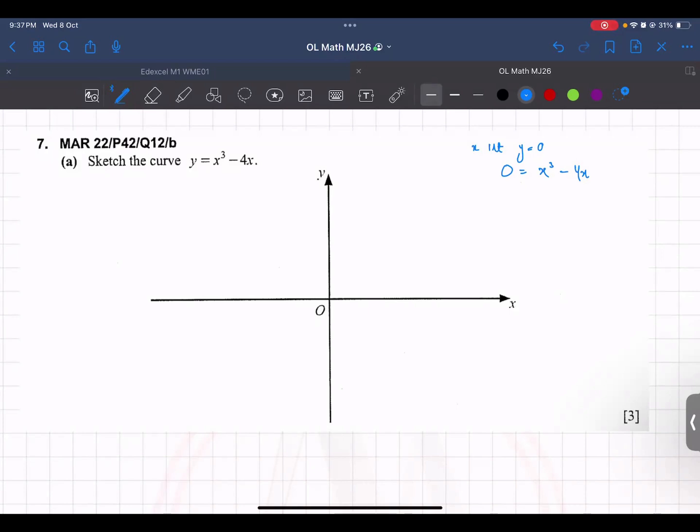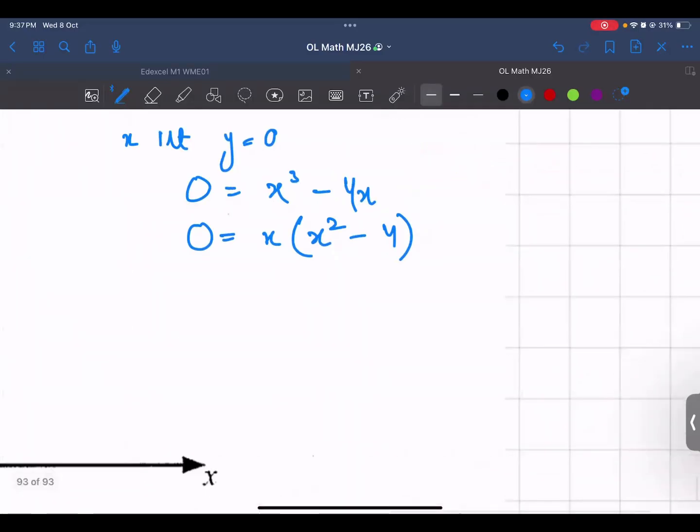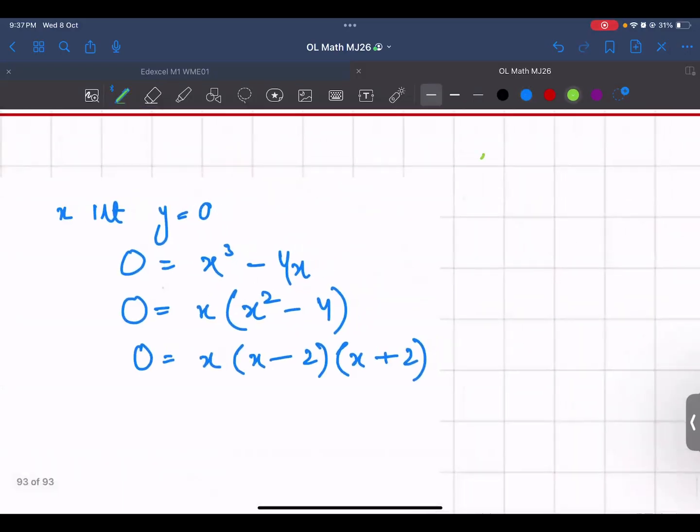And then what to do? You have to factorize it. So if you take x common, you will get x square minus 4. And then you further factorize it using the identities. So you will get x minus 2 and x plus 2, using the third identity. Third identity is the one.